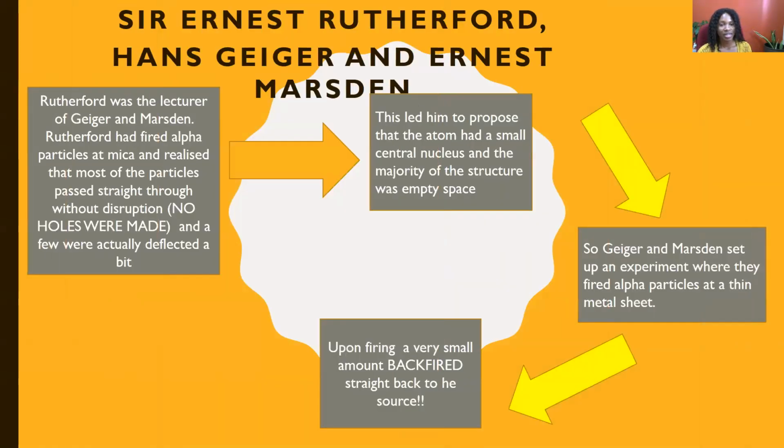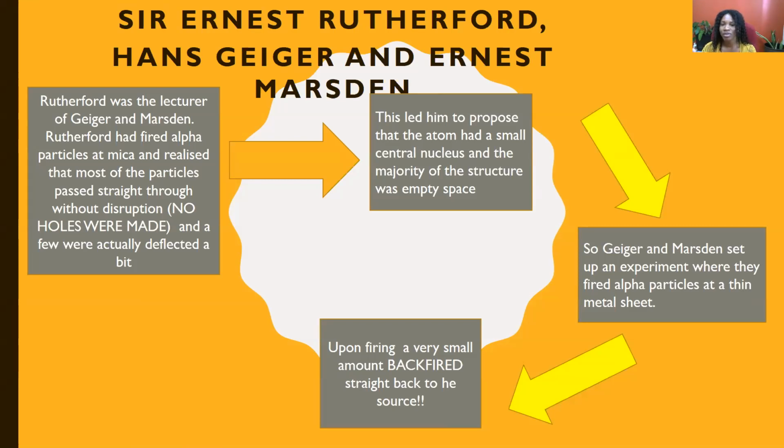All right, so the next scientist we're going to be looking at is Sir Ernest Rutherford and his two students, Hans Geiger and Ernest Marsden. Rutherford was the lecturer of Geiger and Marsden, and he had fired some alpha particles at a thin film and realized that most of the particles passed straight through the film, meaning that no holes were made. Can you imagine you fire some peas through a piece of paper and the peas just pass straight through, they don't make any holes at all? He was pretty much dumbfounded by this, and he realized that a few of them were actually deflected.